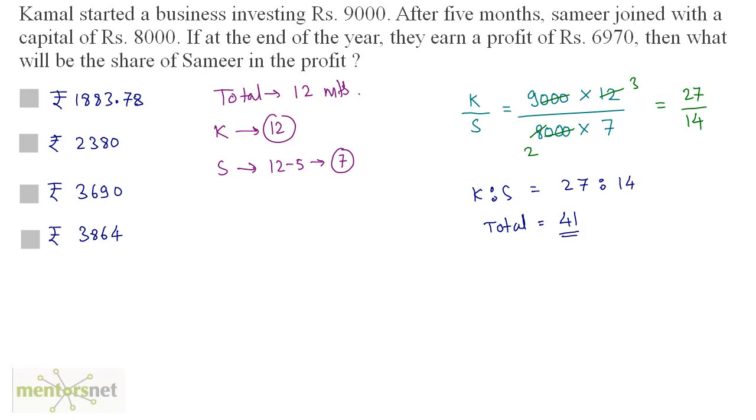Okay, so we have been asked Sameer's profit out of the total profit of 6970. So Sameer's profit is equal to, he earns 14 parts out of 41. So 14 parts out of 41 times 6970. And when you solve this, you will get 2380. So the correct answer is option B.